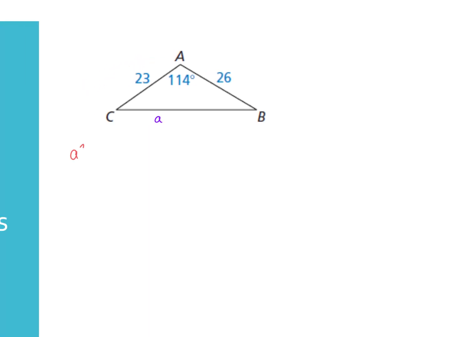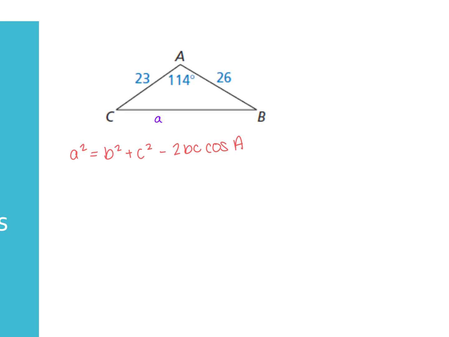I have a squared equals b squared plus c squared minus 2bc cosine angle A. So that's one of my rules for law of cosines. Again, you will be given this. So let's go ahead and plug in what we have.